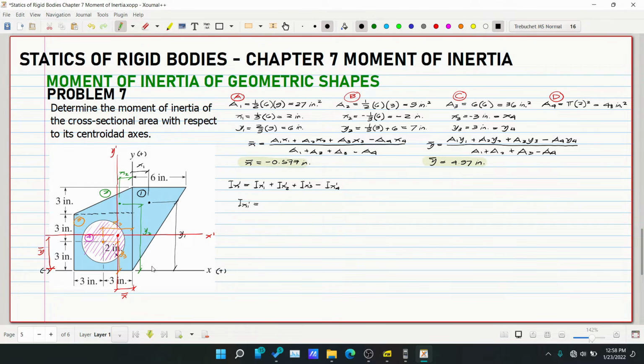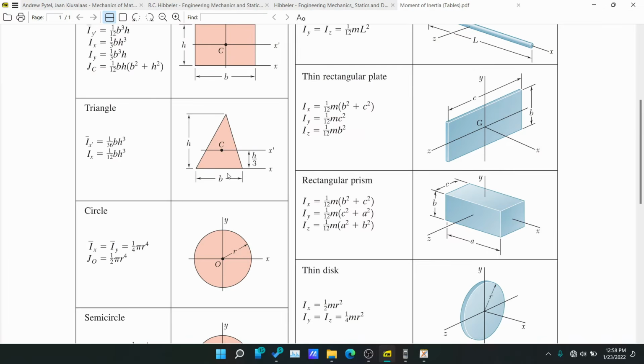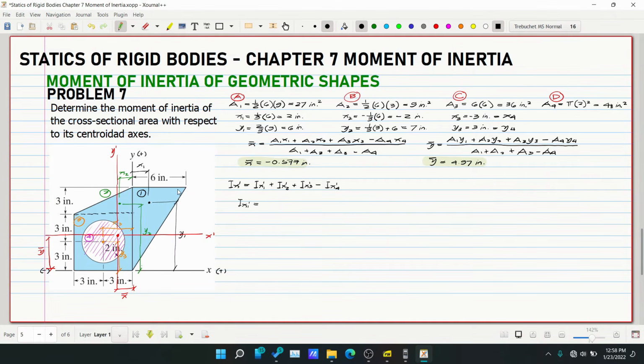So, Ix prime 1, ito, no? So, this is a triangle. So, based sa ating table, ang ating Ix bar is BH cube over 36. So, ang parallel para sa X prime is yung 6. So, that is the base. Ang perpendicular naman sa kanya is yung 9. So, that is the height. So, BH cube over 36.